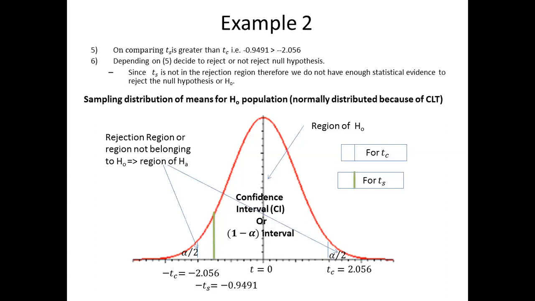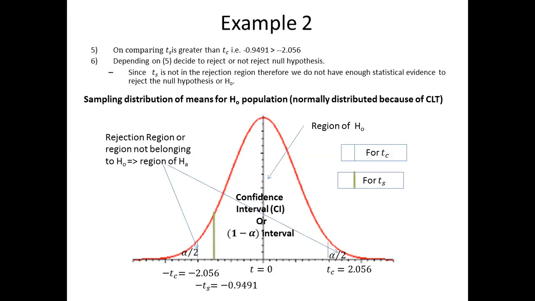So since our ts is greater than tc, our ts is lying not in the region of rejection but in the region which belongs to H naught. So therefore, our sample is taken from the population of H naught. Therefore, definitely we won't be able to reject the null hypothesis. So in step number 6, depending upon step 5, we decide to reject or not reject the null hypothesis. And since TS is not in the region of rejection, we do not have enough statistical evidence to reject the null hypothesis, or the H naught value.